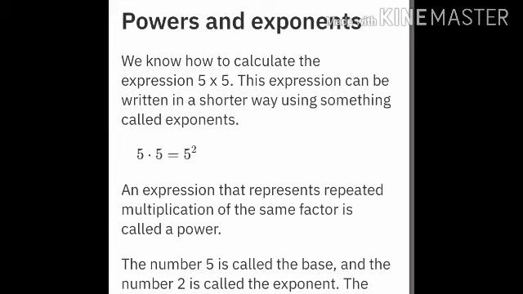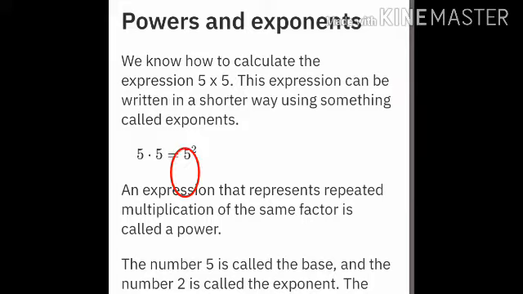The definition of exponent in another way: we know how to calculate the expression 5 into 5. This expression can be written in a shorter way using something called exponents, that is, 5 into 5 is equal to 5 square. Next, definition of power: an expression that represents repeated multiplication of the same factor is called a power.